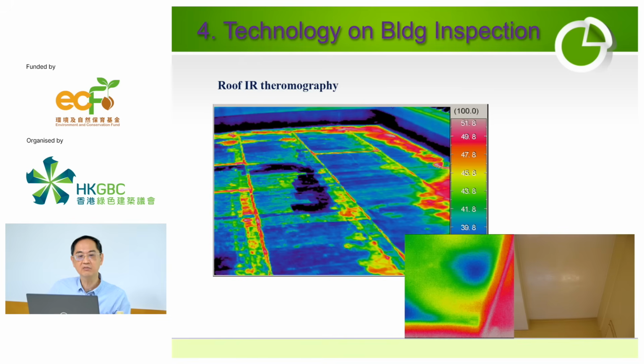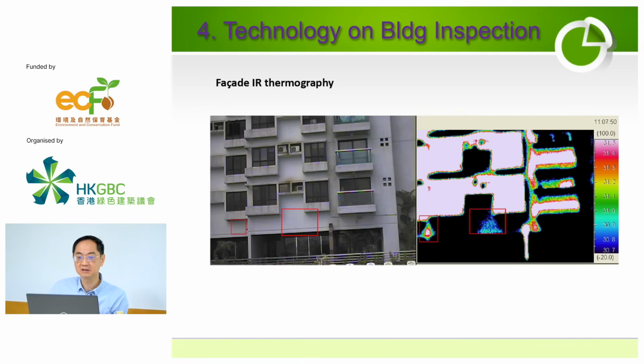So this is the roof IR thermography. You can see the blue is the water seepage through the roof to the underneath. And then from the block or residential flat below, you will see the water is seeping down. And here, there is some spalling, some water seepage.